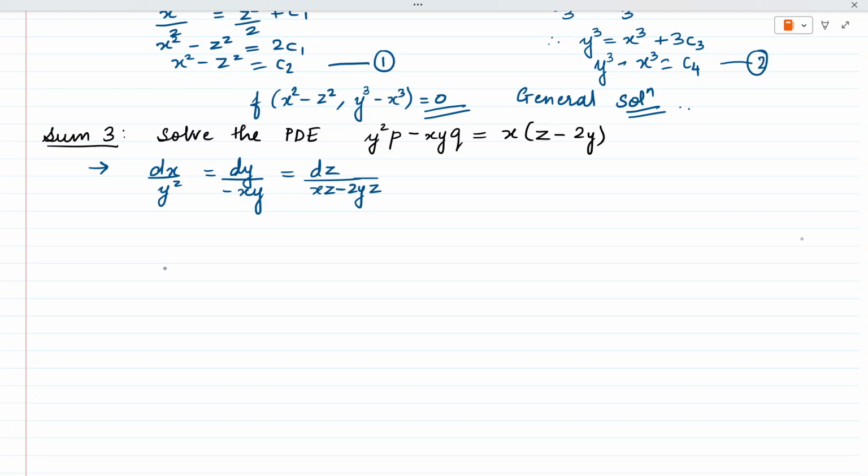We can take first two equations. Okay, only Swati is answering, right? So dx upon y square is equal to negative dy upon xy. One y will cancel. We'll have x dx is equal to negative y dy. Let's complete solving this and tell me what answer you get.